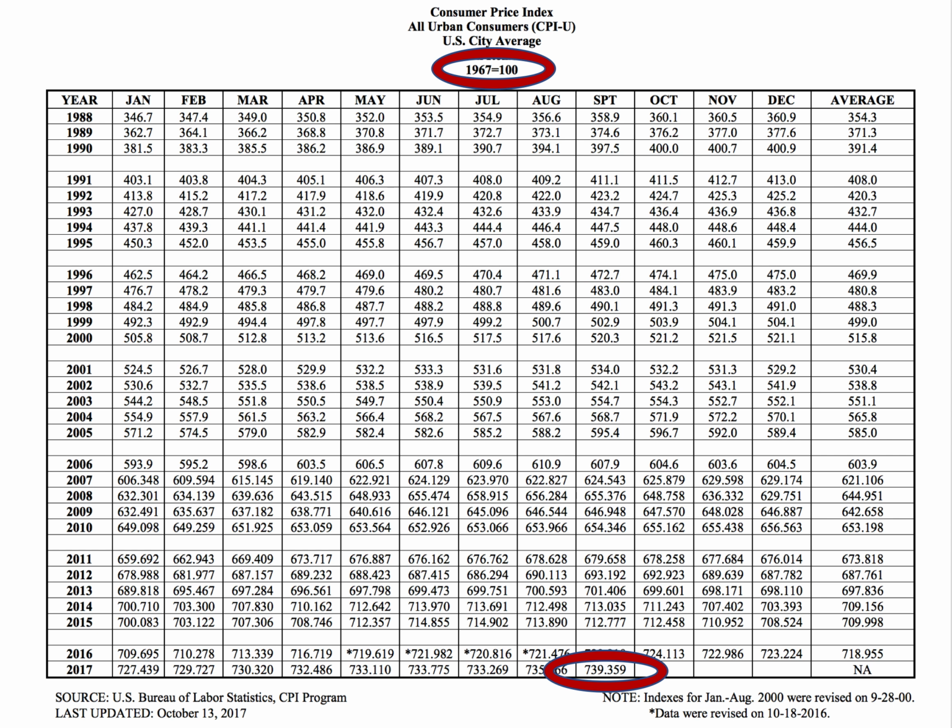And you will notice that if 1967 was 100, then in September of 2017, to accomplish the same thing that $100 did in 1967, you would have to have $739.36. Okay, so that number is the Consumer Price Index adjustment number that we're concerned with.